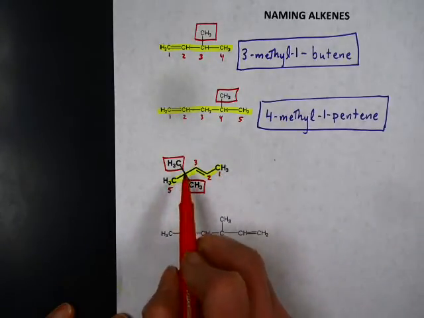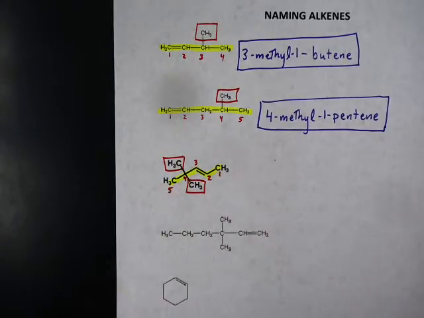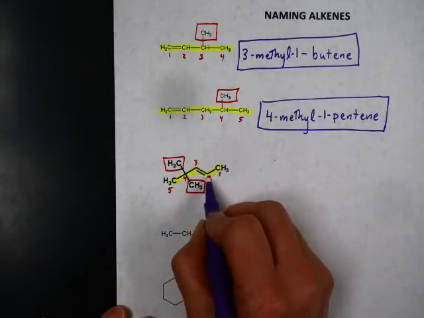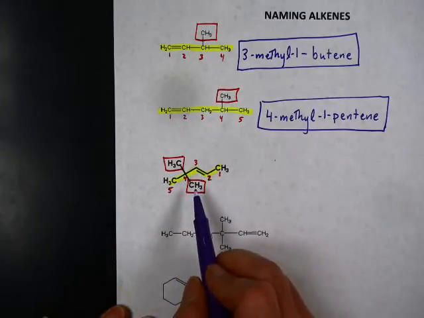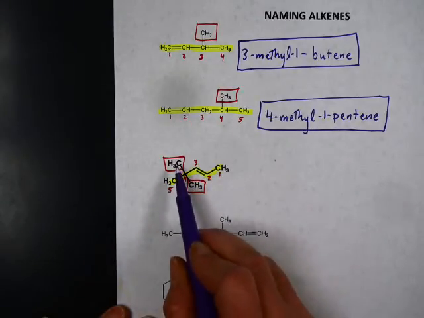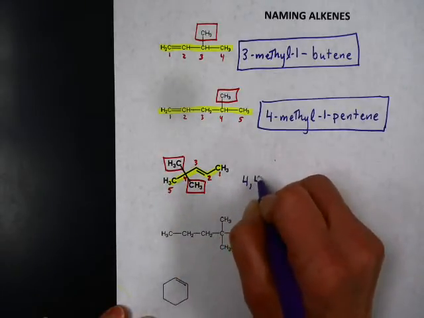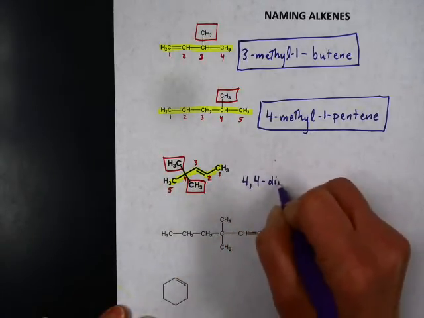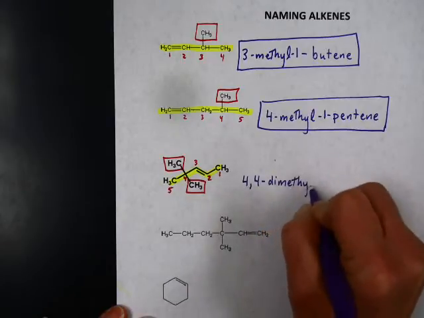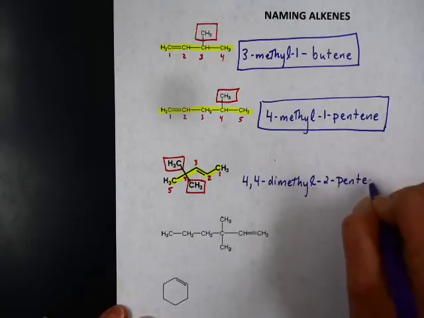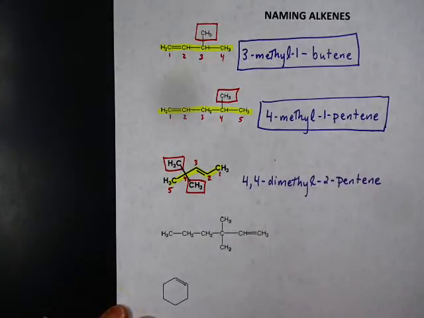So we would look at it and say, well, that's a pentene. It's a 2-pentene because double bond starts at carbon 2. I have a methyl on carbon 4, and I have another methyl on carbon 4. We know that looks like this. 4,4-dimethyl 2-pentene. Now I'm almost done, but not quite. You know what to look for.